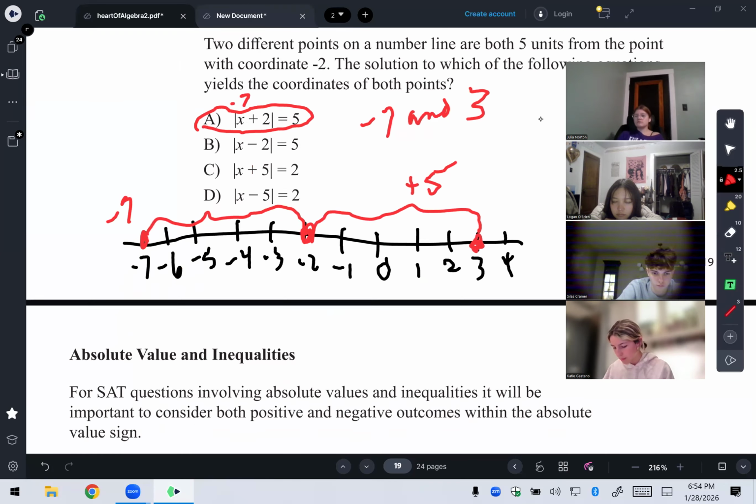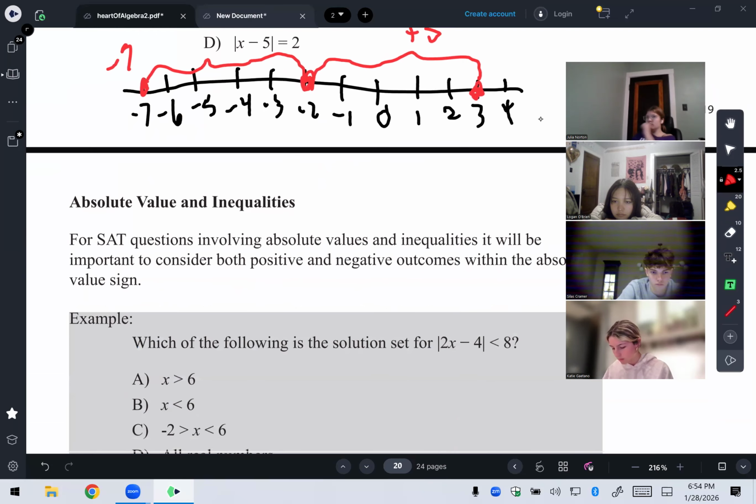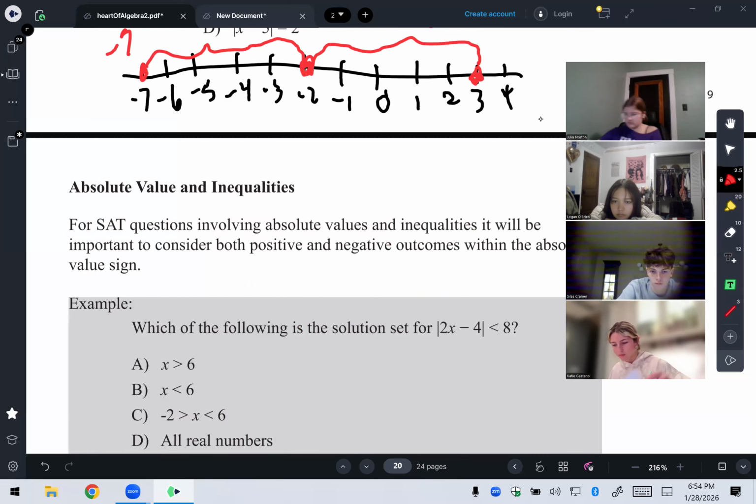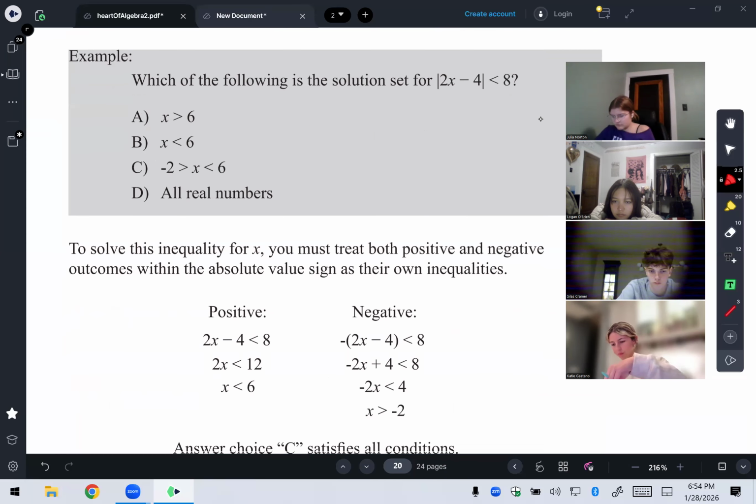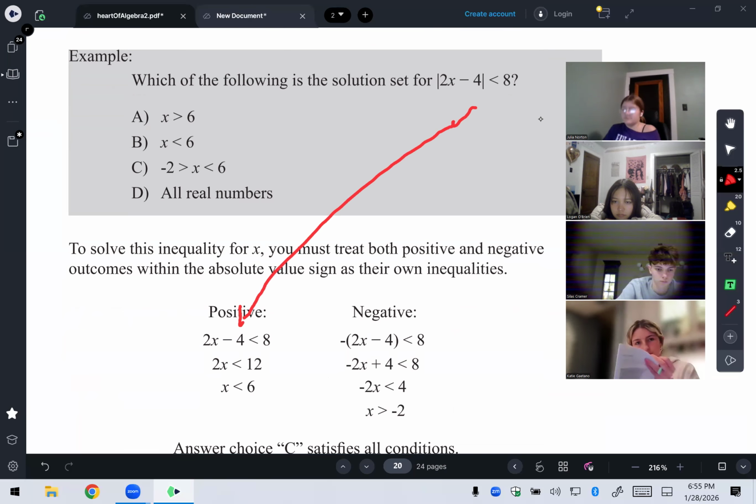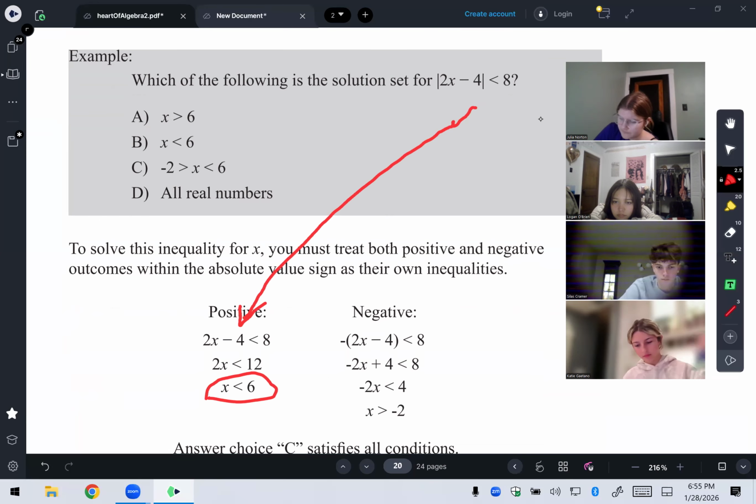Okay, so moving on. Absolute values and inequalities. We have to work on 2 solutions here. First we do the positive one, which is easy. 2x minus 4 is less than 8. 2x is less than 12, x is less than 6.